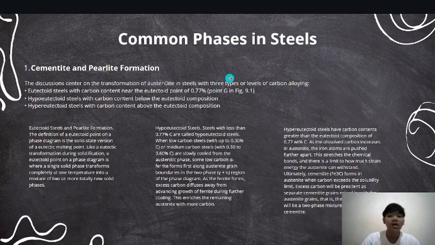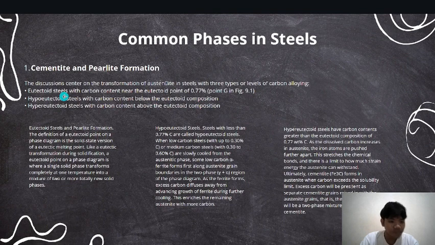Next, common phases in steel. One: cementite and ferrite formation. The discussion centers on the transformation of austenite in steels with three types or levels of carbon alloy.